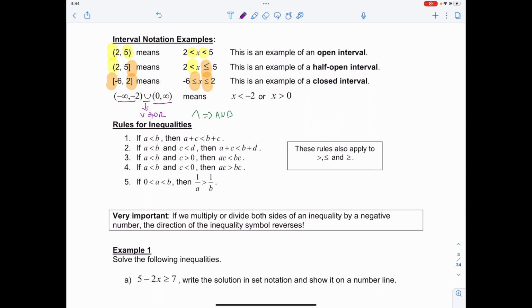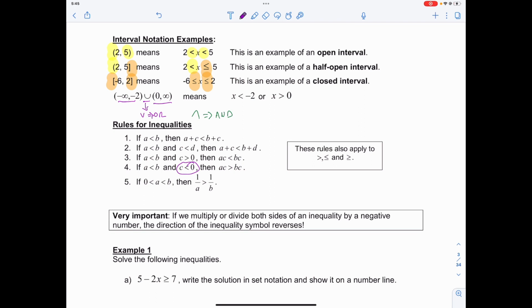For the rules that we know, if a is less than b, then if I added another value, say c, to both sides, it would still be equivalent. If a is less than b and c is less than d, because a is a smaller number and c is a smaller number, if I combine a and c, it has to be less than b and d. If a is less than b and c is greater than 0, then if I multiply a and b by a positive number, then a times c is still going to be less than b times c.